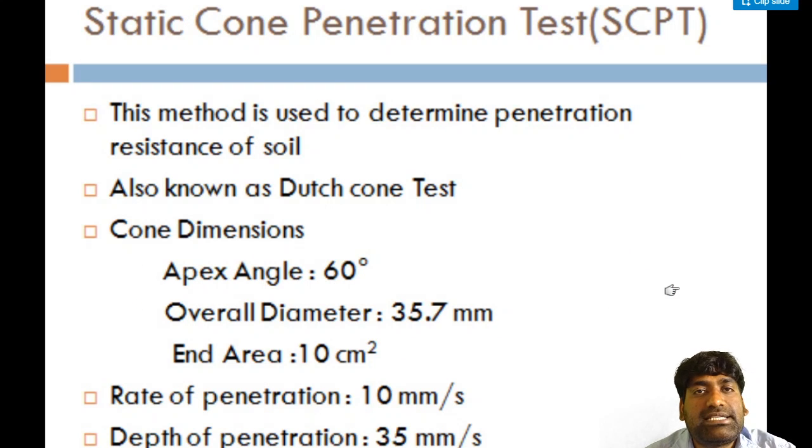A similar test is the static cone penetration test, also known as SCPT. This method is used to determine the penetration resistance of soil, also known as the Dutch cone test. Cone dimensions are: apex angle 60 degrees, overall diameter 35.7 mm, area 10 cm², rate of penetration 10 mm per second, depth of penetration 35 mm.